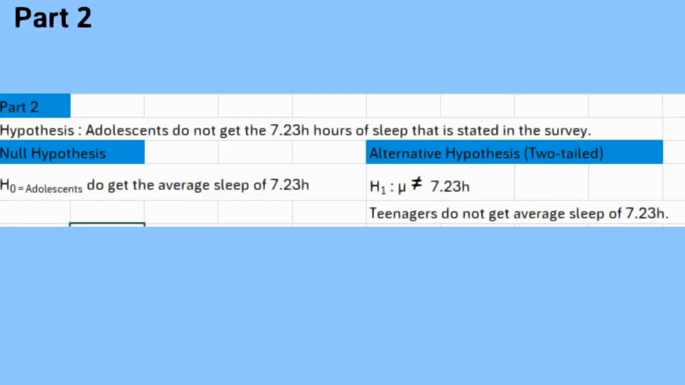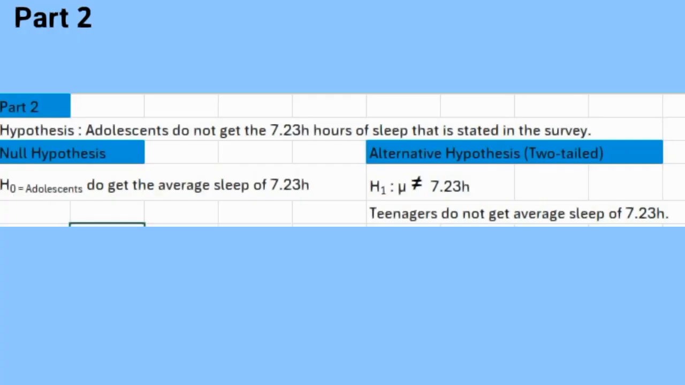My null hypothesis, which means there is no difference between the statistical value of my data compared to the data of the source, is that teenagers do get the average sleep of 7.23 hours. My alternative two-tailed hypothesis, meaning that there's a difference between the data compared to the source, is that teenagers do not get the average sleep of 7.23 hours.